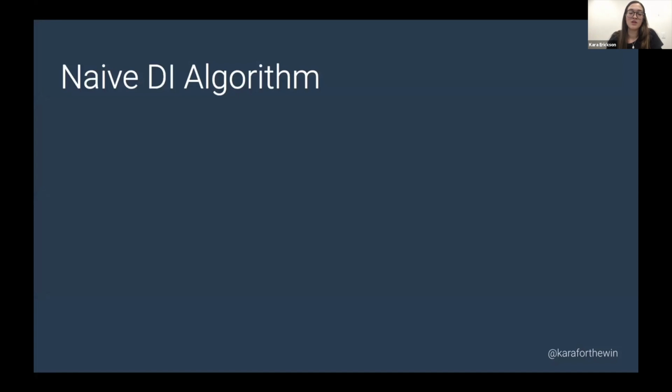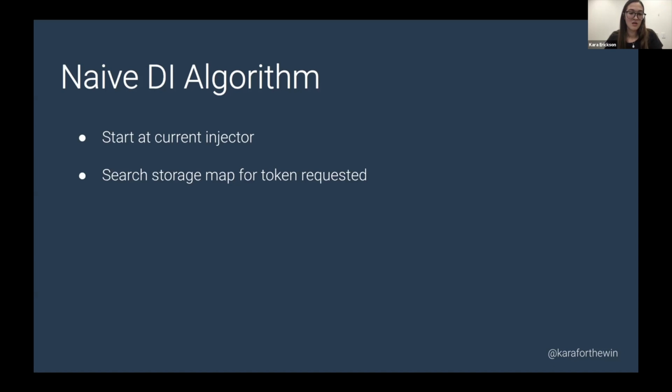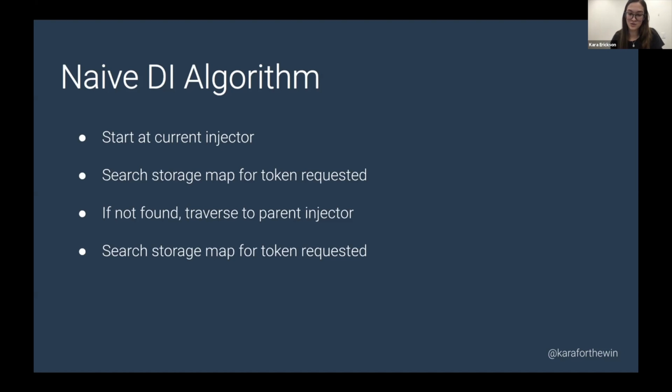So in terms of what the most naive DI algorithm might look like, we're going to refine this over time. But let's say you want to inject something. You would start at the current injector object for whatever directive is injecting something. You would search the storage map for the token that you want at the current injector. If you don't find it, you use the parent property to traverse up to the parent injector, and search that storage map for the token requested. And you keep repeating this until you get to the root, at which time it actually falls back to the module injector. So you go through the whole directive injection system before you even start checking the module injector for providers. So this would work.